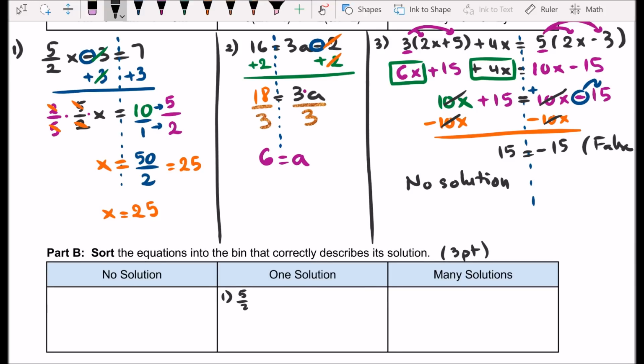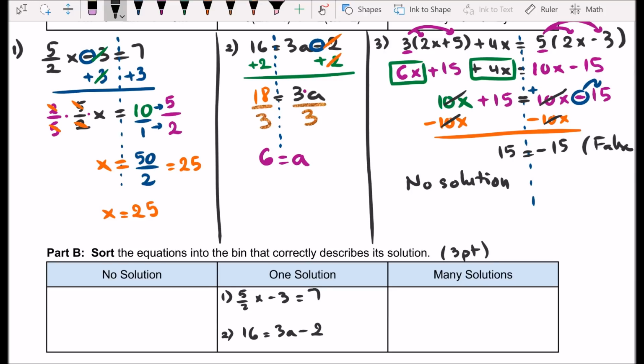I'm gonna write down number 1: 5 over 2x minus 3 equal to 7. Alright. And number 2, a equal to 6 is also one solution. I'm gonna write down number 2: 16 equal to 3a minus 2. So just by putting it in the box, you already have 1 point.